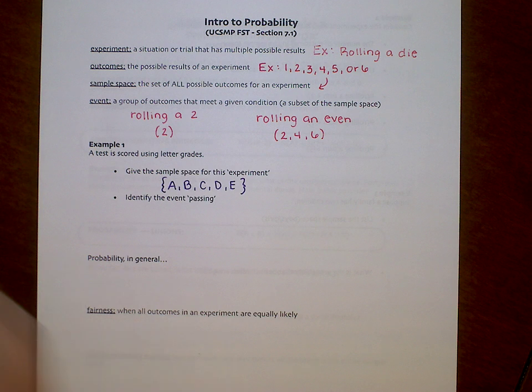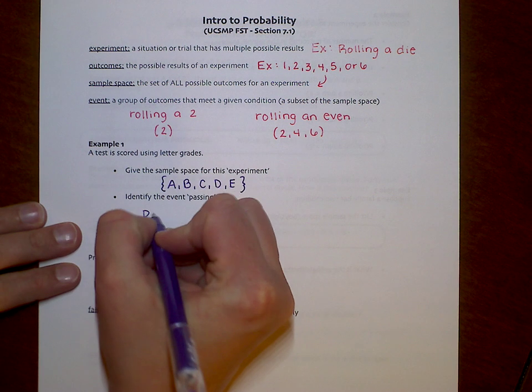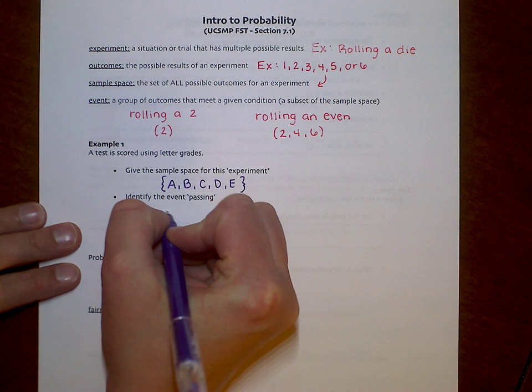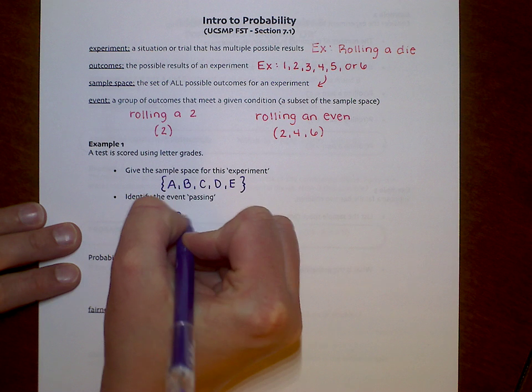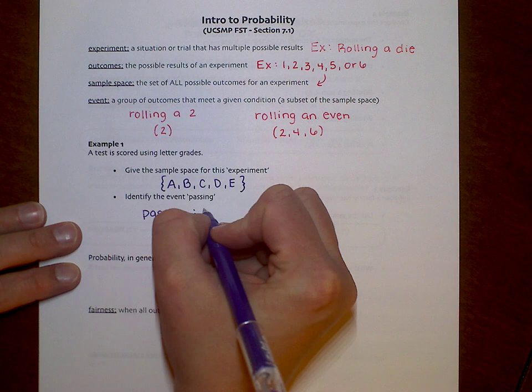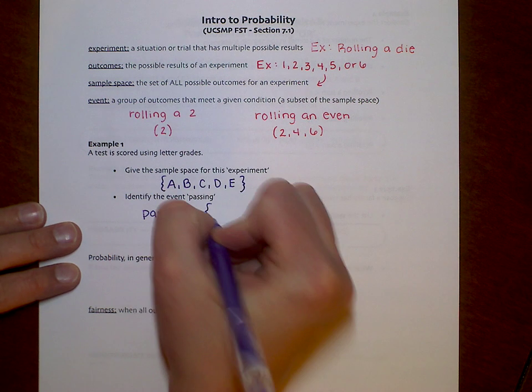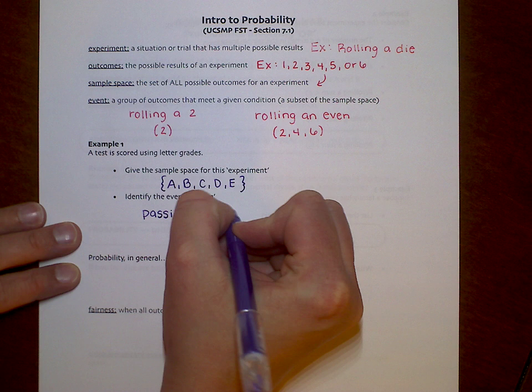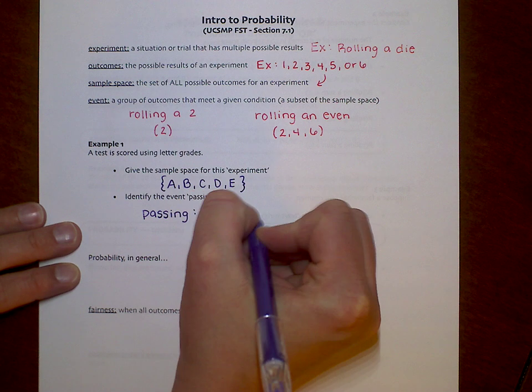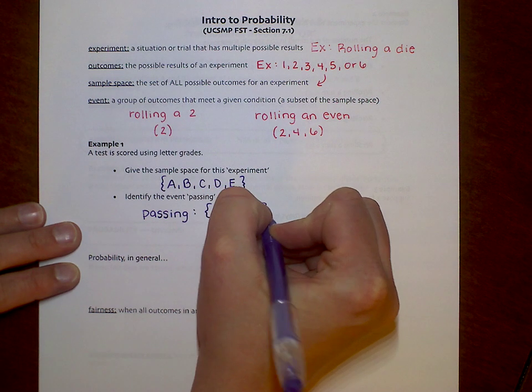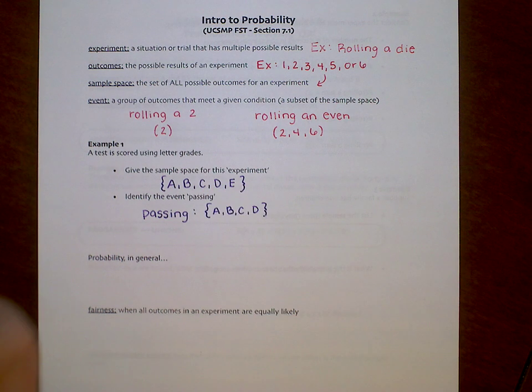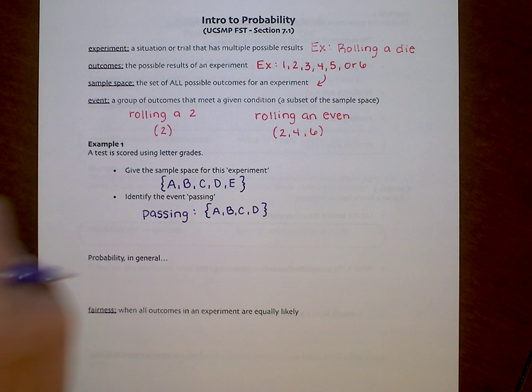So then the event passing would be which of those outcomes would be part of what we would call passing. And so for us, passing would be A, B, C, or D. Okay, so it excludes the E because that's not passing.